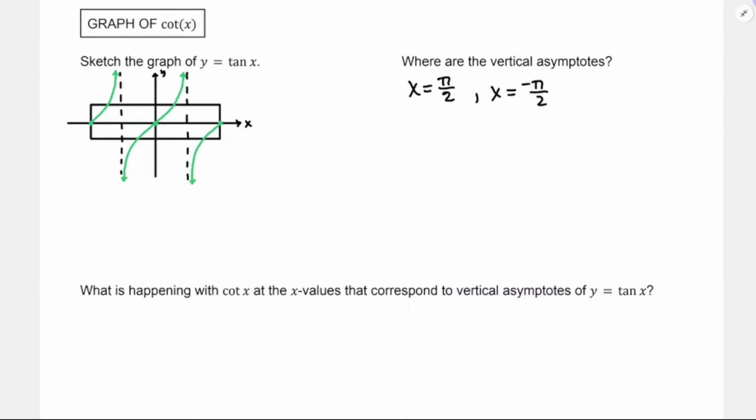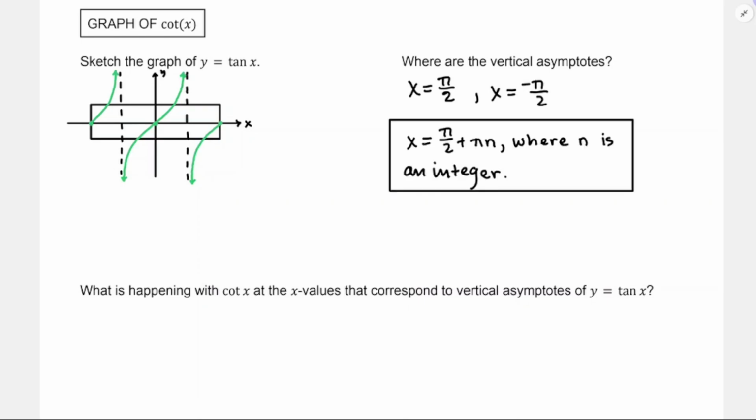Okay, but this graph repeats itself. I just drew a little bit of it. It repeats itself at intervals of pi, so I could express all of the vertical asymptotes as pi over 2 plus pi times n, where n is an integer. And then it'll ask us, what is happening with cotangent x at the x values that correspond to vertical asymptotes of tangent? Okay, so I'm talking about pi over 2, negative pi over 2, and other coterminal angles.